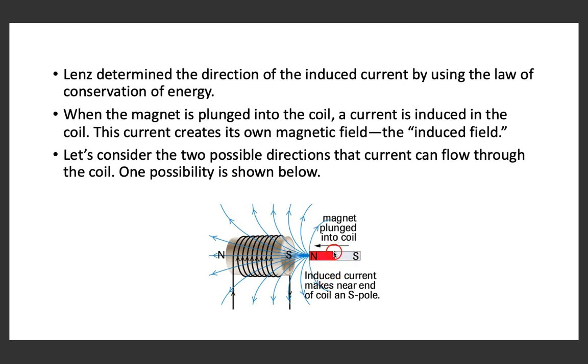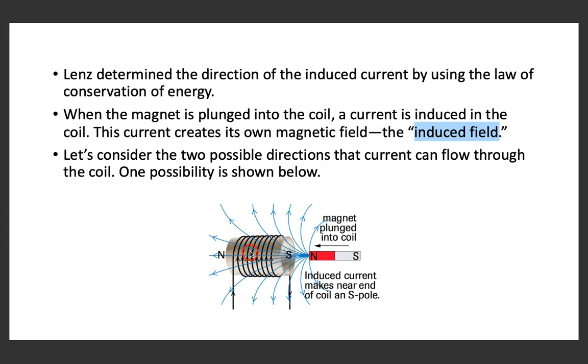We know that plunging this magnet into the coil is going to induce a current in that coil. And now if there's a current flowing in that coil, that current is going to generate a magnetic field. And the name that we have for this field, I mentioned earlier, it's called the induced field. Okay, so this is not the magnetic field of the magnet. It's the magnetic field that is induced from this current that's created.